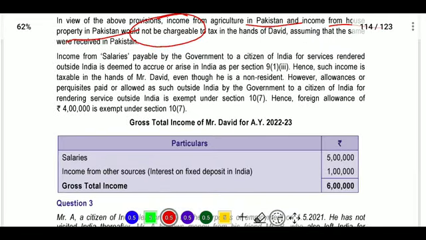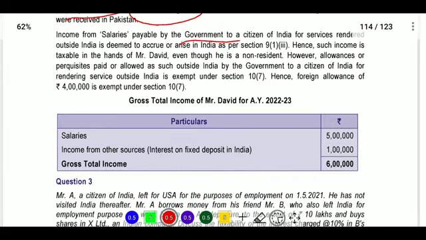Next, income from salaries payable by the government to a citizen of India for services rendered outside India is deemed to accrue or arise in India, and hence such income is taxable in the hands of Mr. Dravid, even though he is a non-resident. However, allowance or perquisites paid by the government to a citizen of India for rendering service outside India are exempted under section 10(7). Hence, foreign allowance of 4 lakhs is exempted under section 10(7).